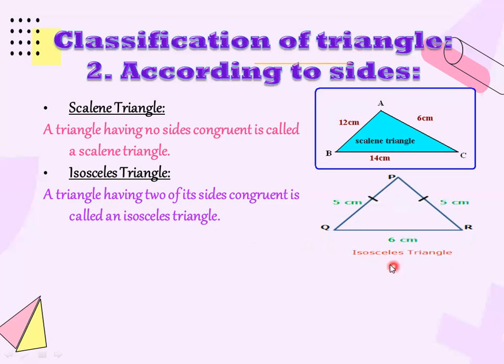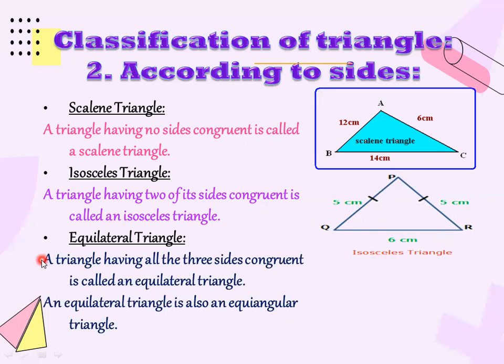Why? Because the measurement of this side, that is PQ, is 5 centimeter, as well as the measurement of this side, which is PR, is also equal to 5 centimeter. But the measurement of this third side, which is QR, is 6 centimeter, which is a different one. But as you can see here, two sides are equal. So you will say that this is an isosceles triangle because two sides are equal, or you can say two sides are congruent. So this type of triangle will be called an isosceles triangle.